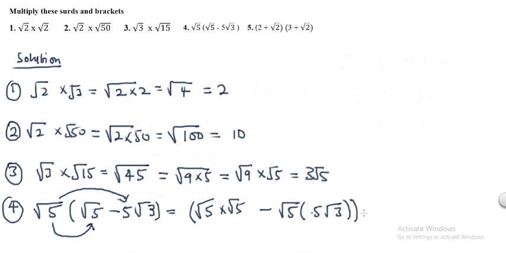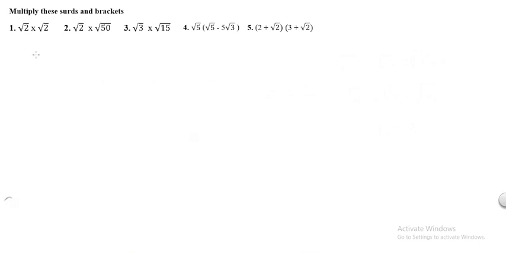So if we do all of this, root 5 times root 5, the answer is 5, minus root 5 times 5 root 3. So remember, the roots will be multiplying against the root. So root 5 times root 3 is root 15. So I have 5 root 15 here. We cannot break this number down, so this is the final answer. Let's clean up space before we solve the last example.